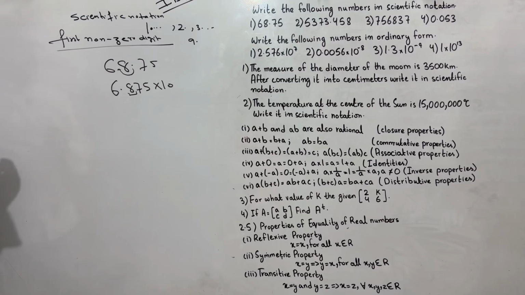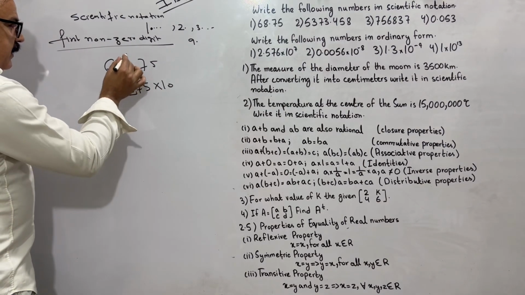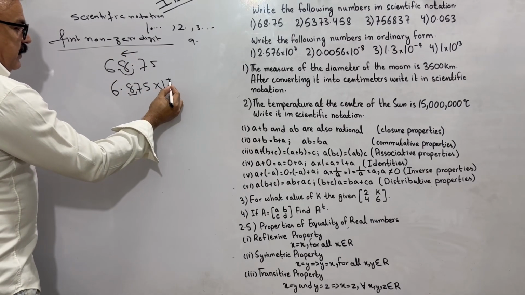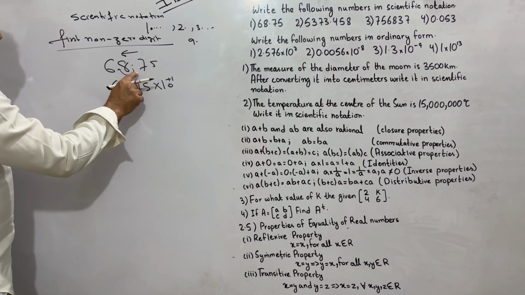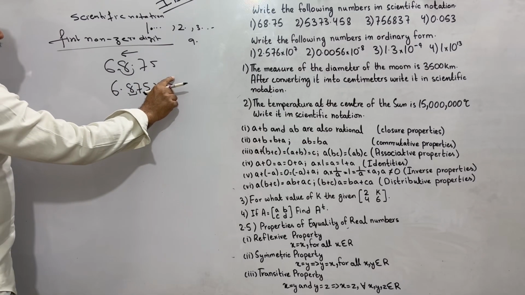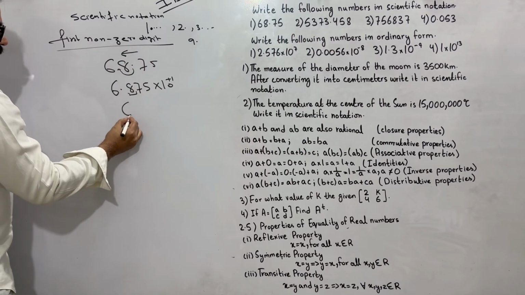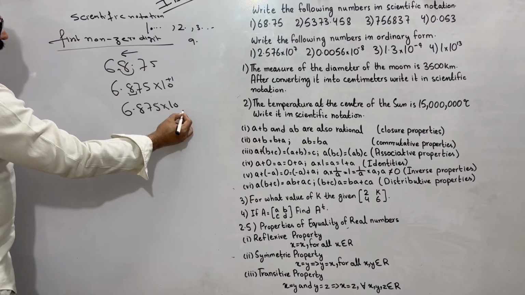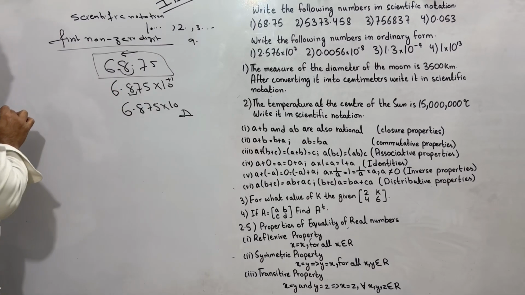The decimal has traveled one digit from right to left. The exponent must be positive one, owing to the single digit travel. Positive, from right to left. So our answer is 6.875 times 10 raised to 1, or 10. That's the scientific notation of this one.